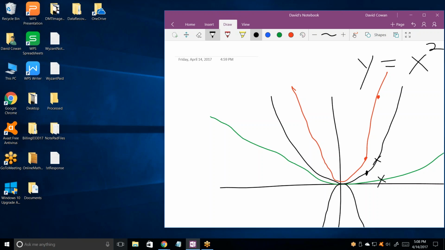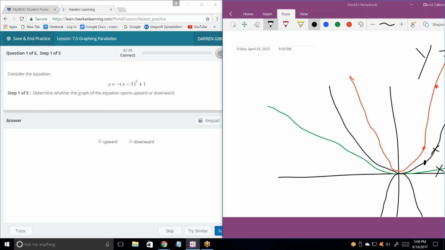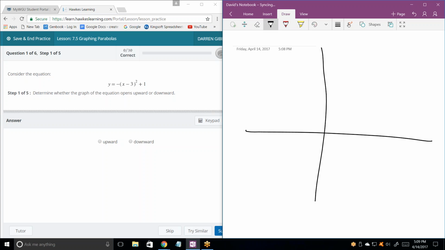Hold on a second. Let me get this set up right. So this first problem, this would be downward, right? Correct. It's all based on whether that leading sign is a plus or a minus. If it's a plus, it opens upward. If it's a minus, it opens downward. Furthermore, let's go through how you would graph this thing. Well, let's start with the parent function. That is y equals x squared. That's what it's called, the parent function.